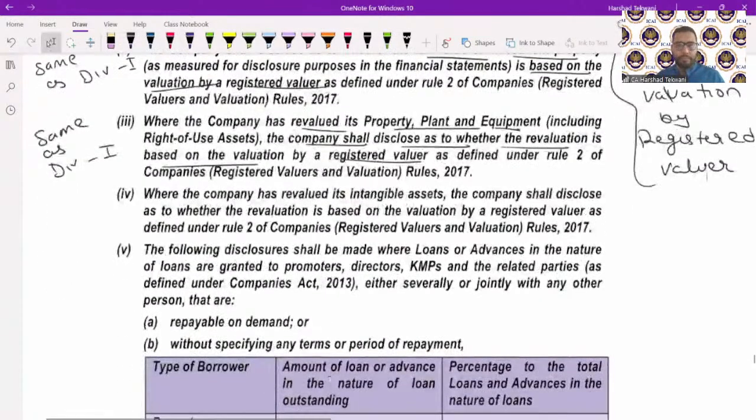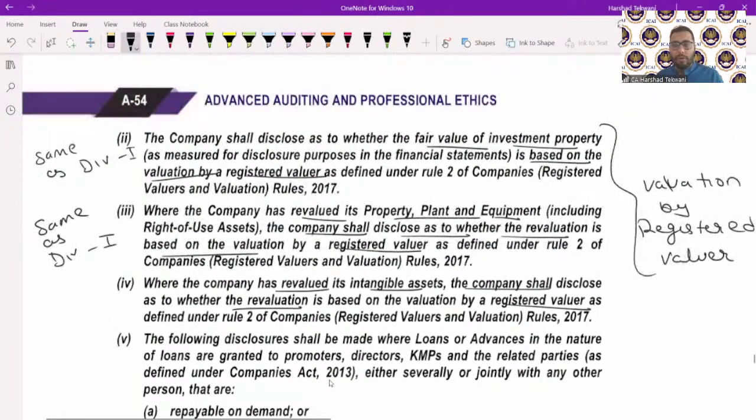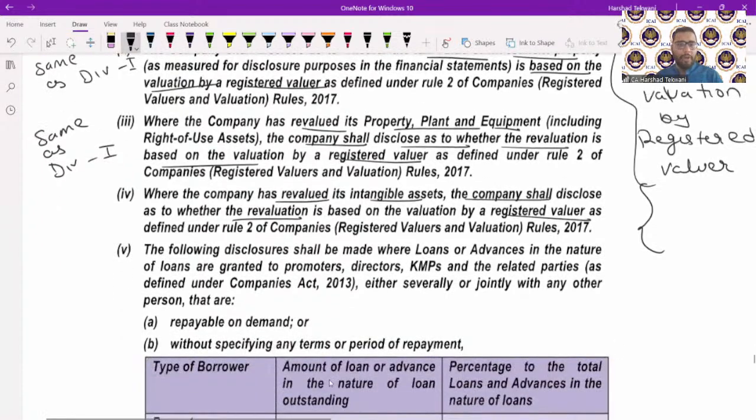Simple. Whether the company has revalued its intangible assets, it shall disclose whether the revaluation is based on a registered valuer. Now for intangibles also, same, it will fall under the same category as we saw for property, plant and equipment and investment property. On the same line.